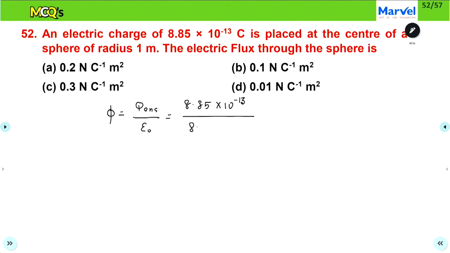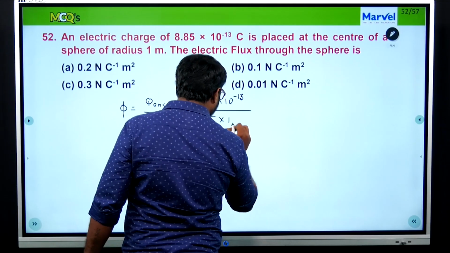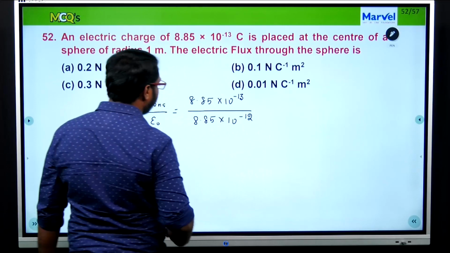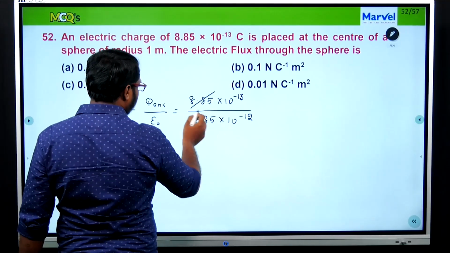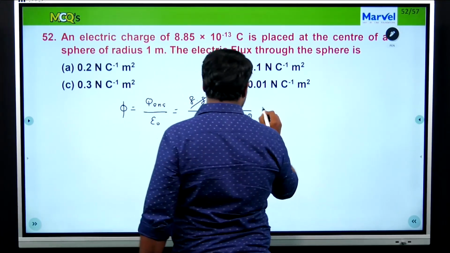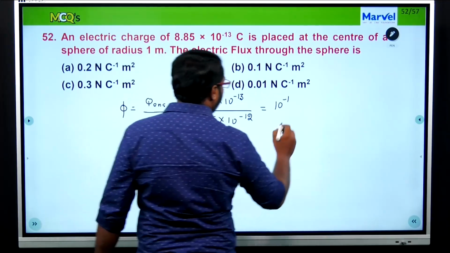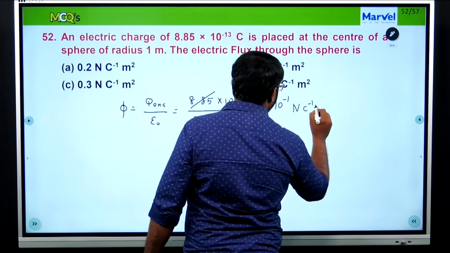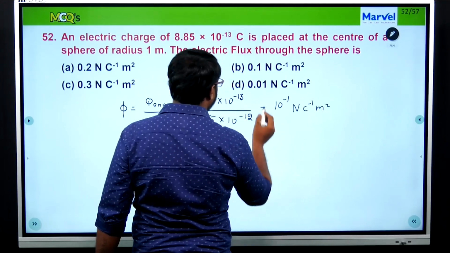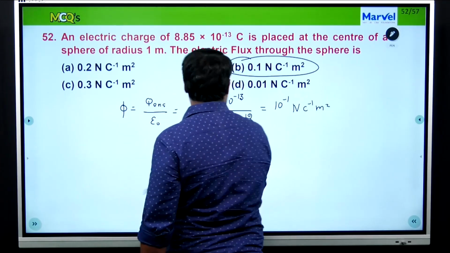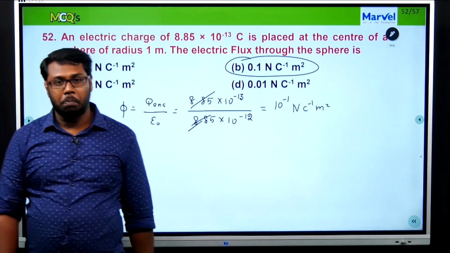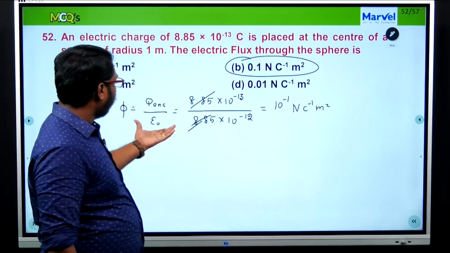It is 8.85 into 10 power minus 12. So it's a direct cancellation. If I cancel them out, I am left with 10 power minus 1 Newton Coulomb inverse meter squared, which is equivalent to 0.1, which is your option B. See, you don't have to do much.